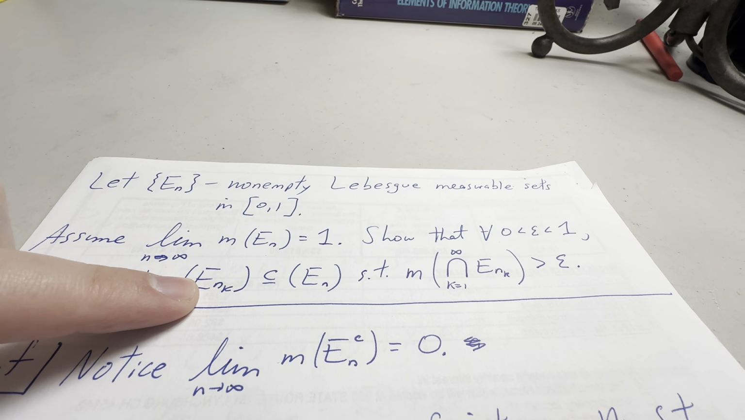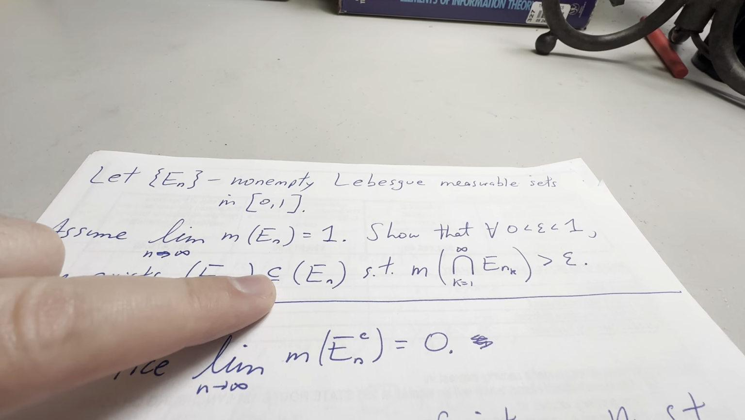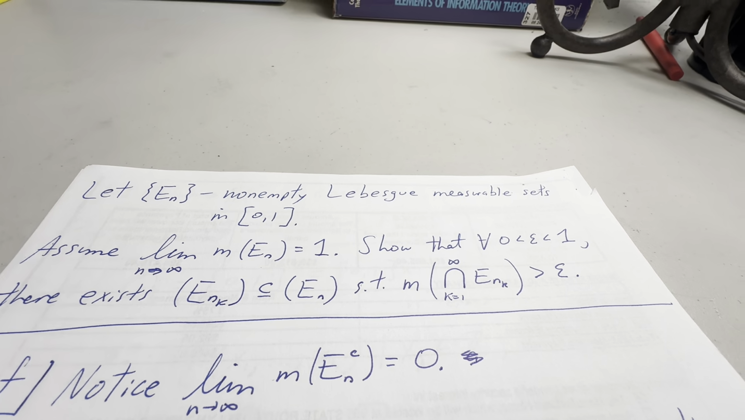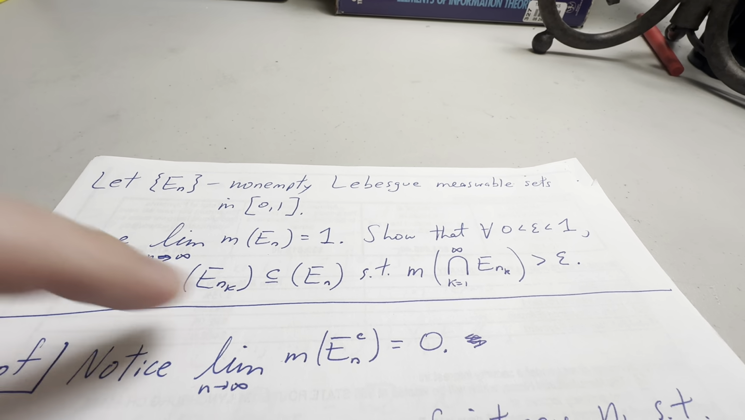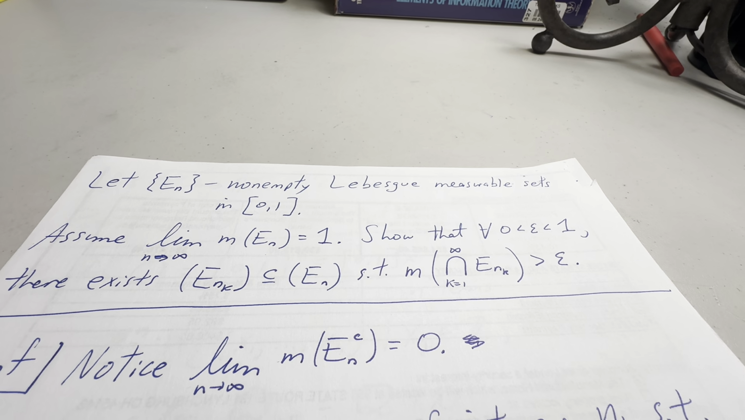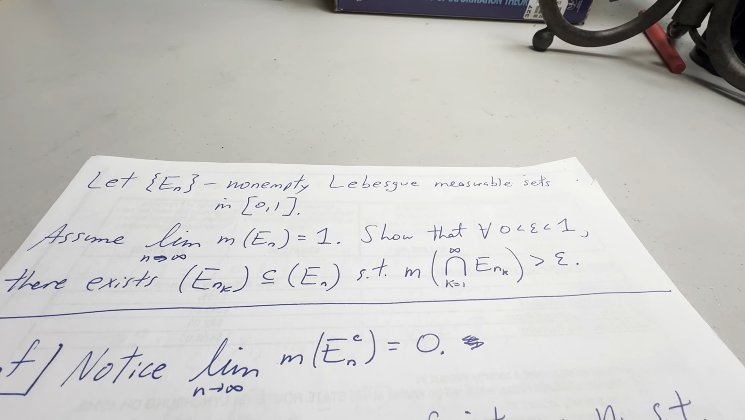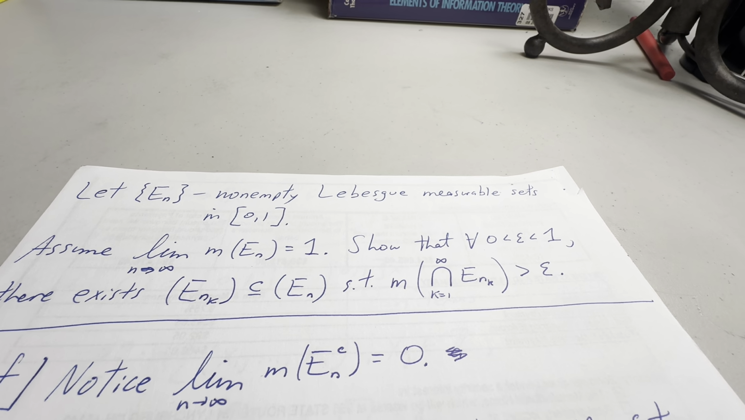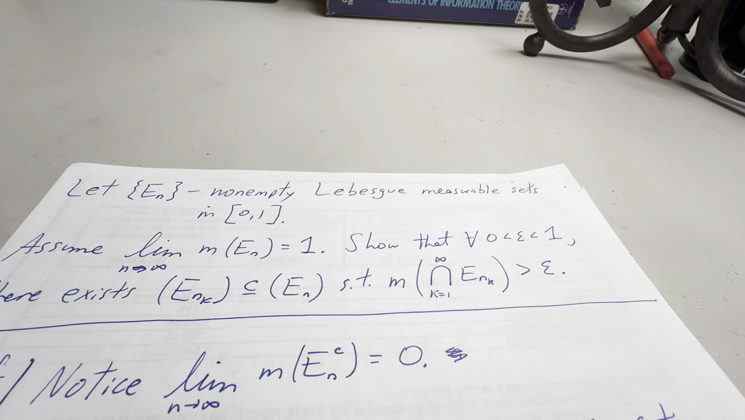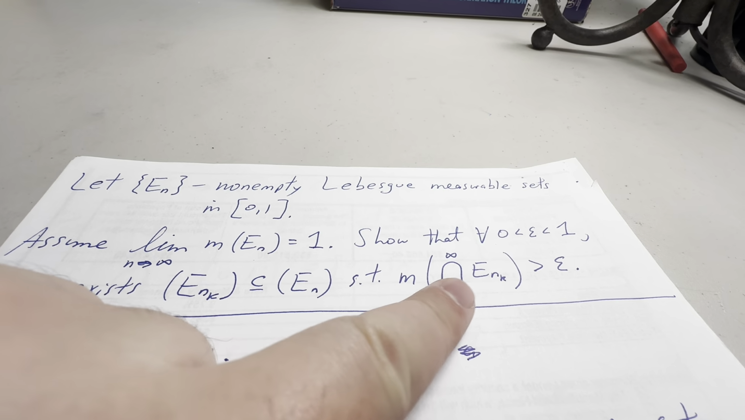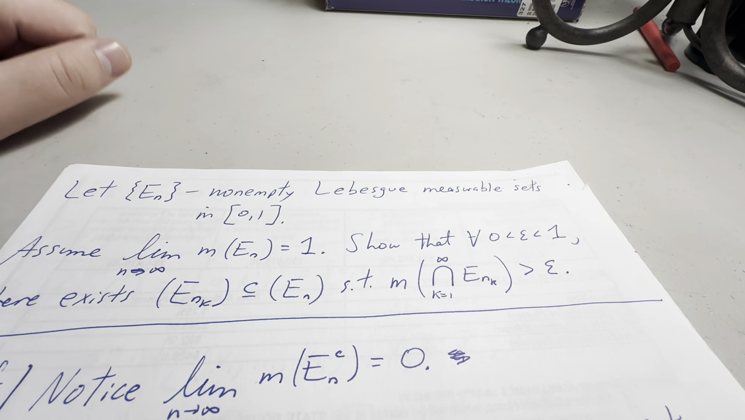So this is the subsequence that we're choosing. I understand I'm using the subset symbol here kind of inappropriately, but that was just the notation that I adopted when I was doing these problems. I know I'm talking about a subsequence here. So there exists a subsequence such that the measure of the intersection of those chosen sets is strictly bigger than epsilon.